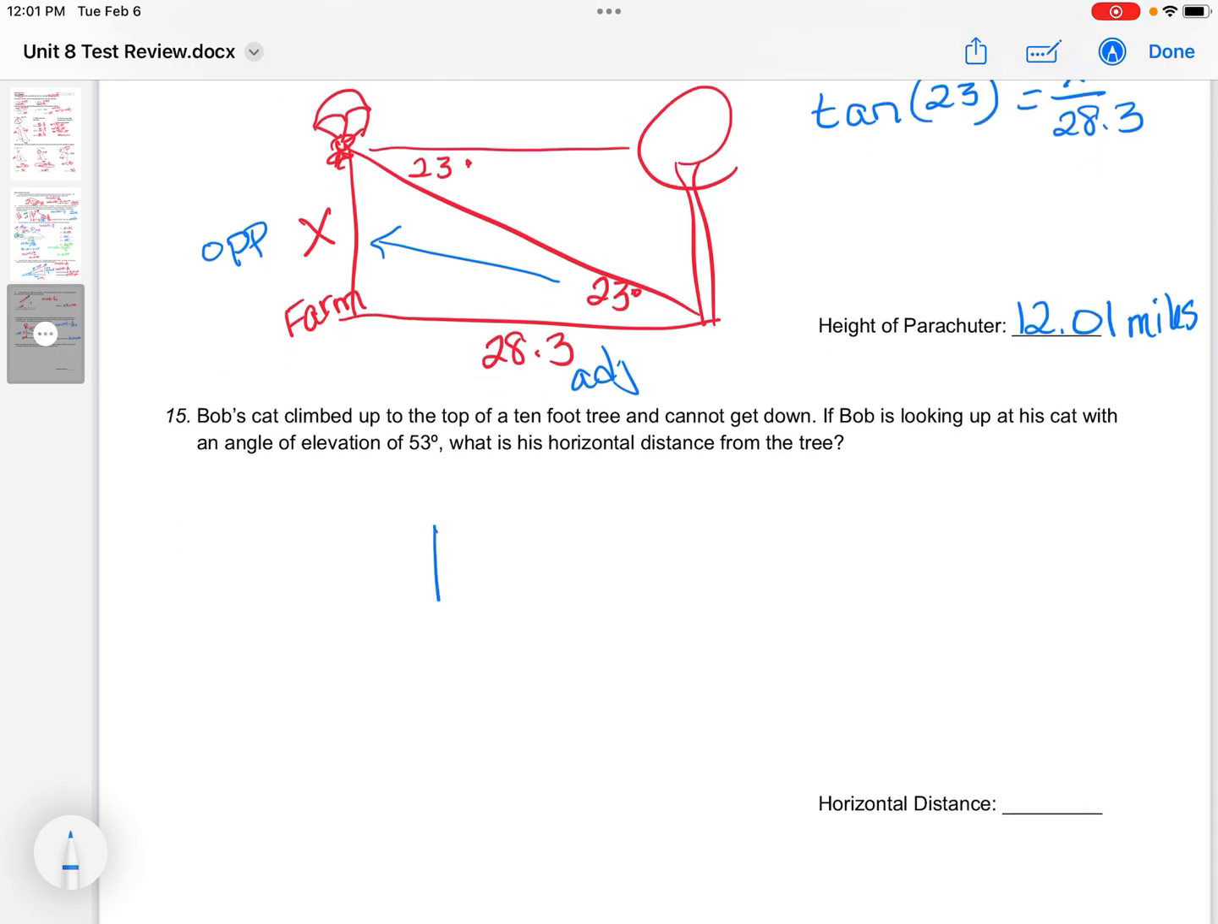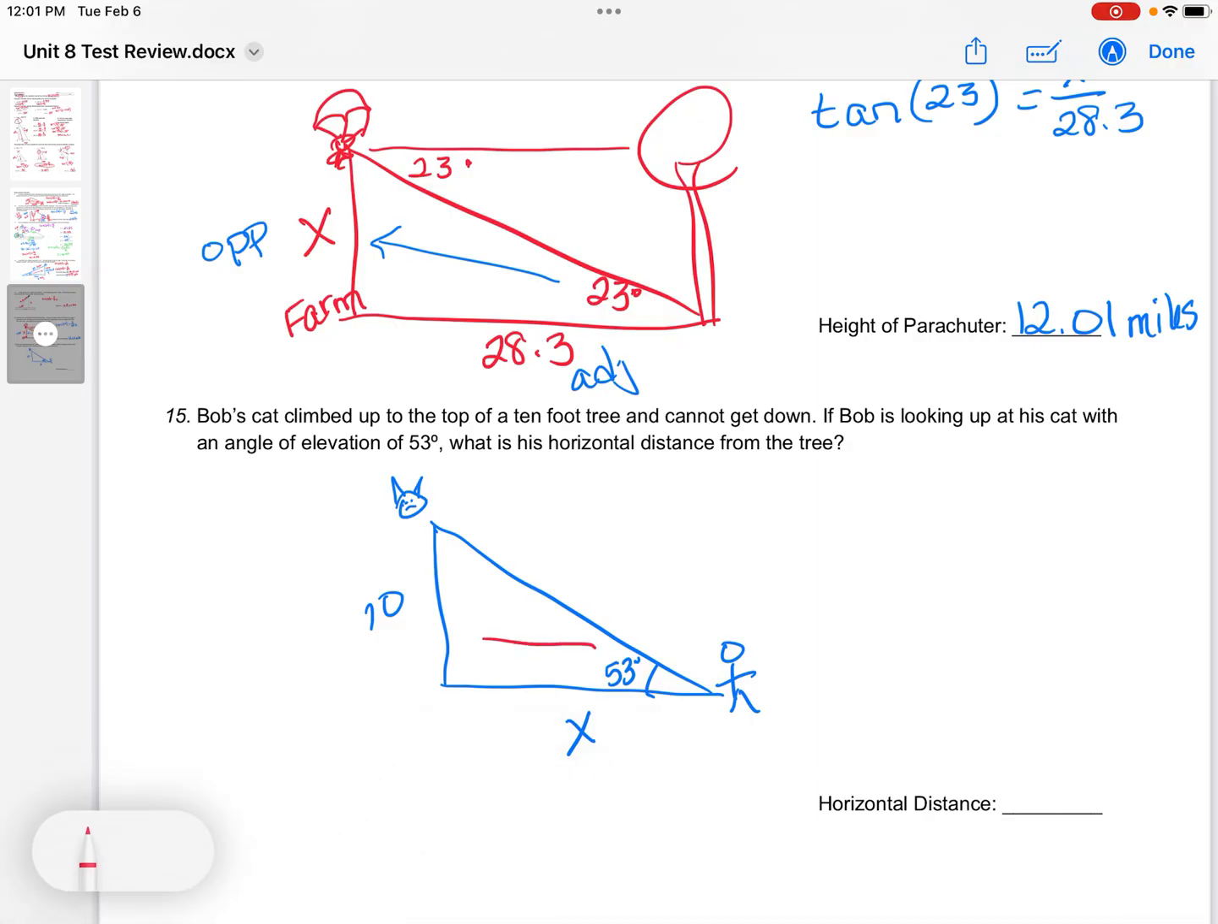Okay, Bobcat. Up in a tree. Let's make a big kitty face. Okay, 10-foot tree. Bob is over here looking at his cat. 53 degrees. How far is he from the tree? Which seems like the least important question, but there you go.